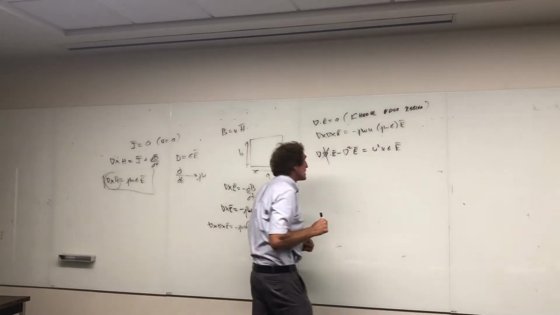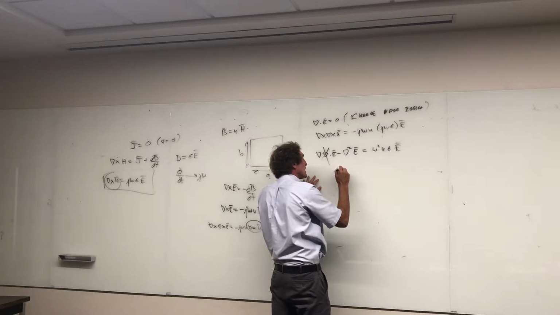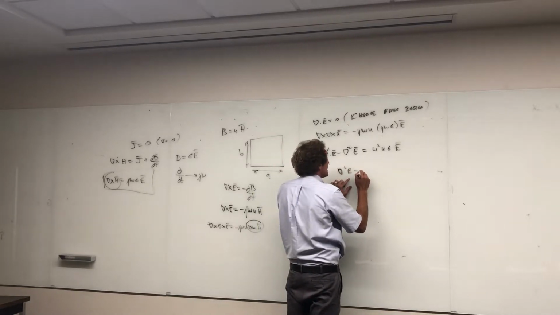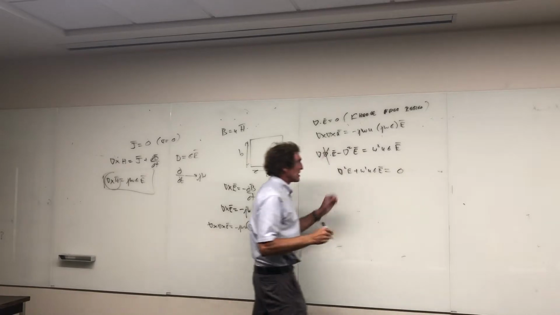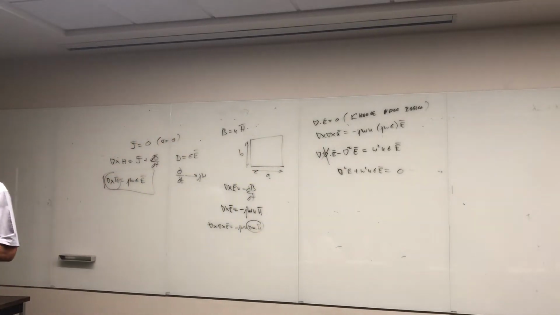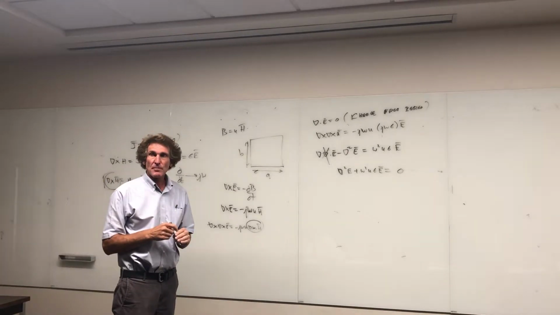All right, so that goes away, and we're left with this. The single equation is del squared of E plus omega squared mu epsilon E is equal to 0. That's a general form of the Helmholtz equation. This is true in free space, it's true in the waveguide. I want to do both of them right here.